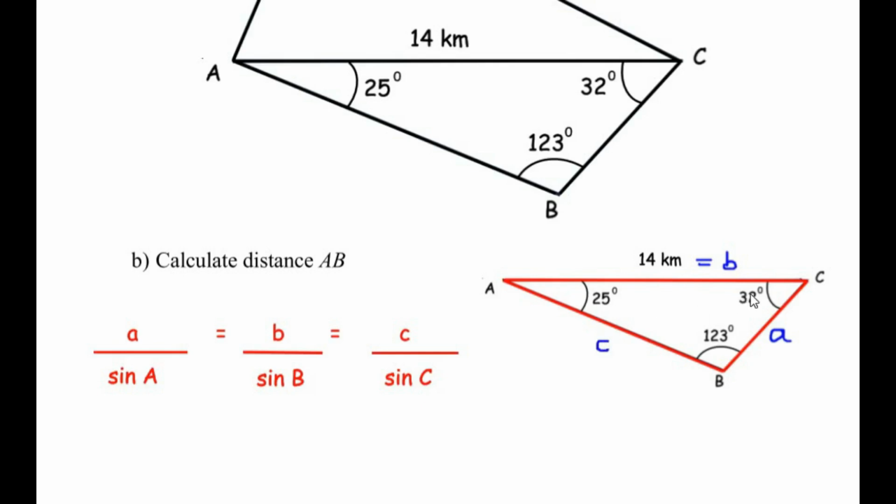and its opposite angle is given, so we need C over sine C. And side B is given and the angle opposite to side B is also given, that is 123 degree. So we can use B over sine B as well. Now A over sine A, the A is not required in this case because its value is not given and its length is also not asked. So we are going to discard this ratio. So we are going to keep only B over sine B is equal to C over sine C.